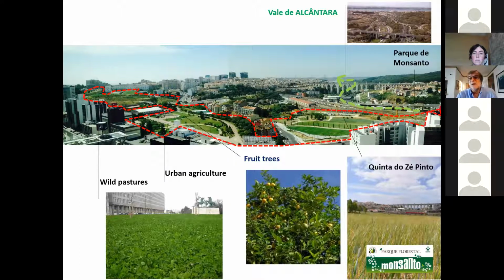For example, in the upper part of this slide, you can see a corridor, which is the corridor of Alcantara Valley, which will connect also the park to the river. The environment of the city is very good because we have two main pools of wilderness in the city. The main is the River Tagus, and the second one is the park of Monsanto, because the River Tagus works as a buffer, for example, for the Eat Island, and which is very well complemented by the Monsanto Park.